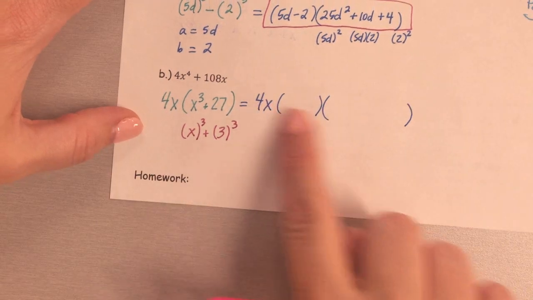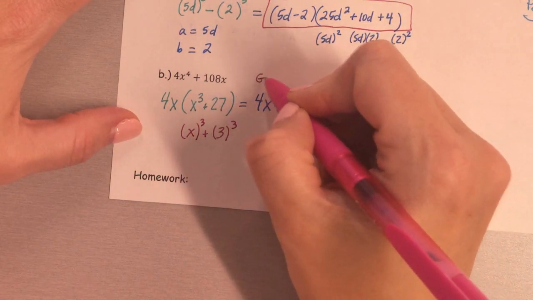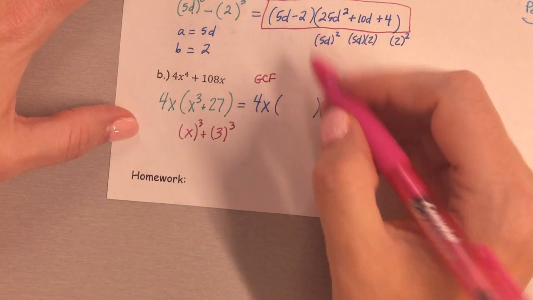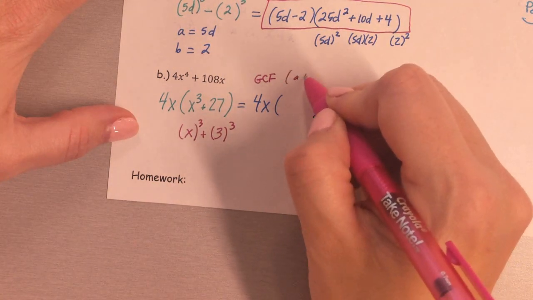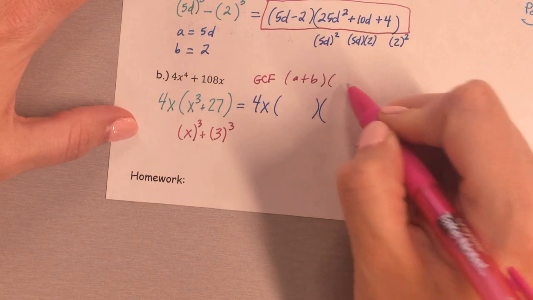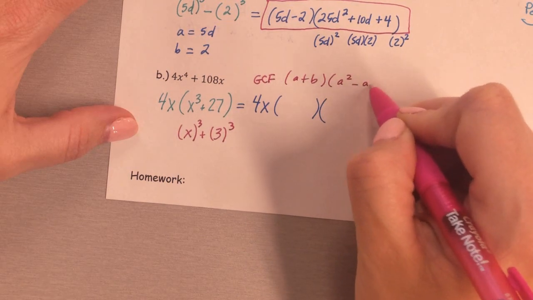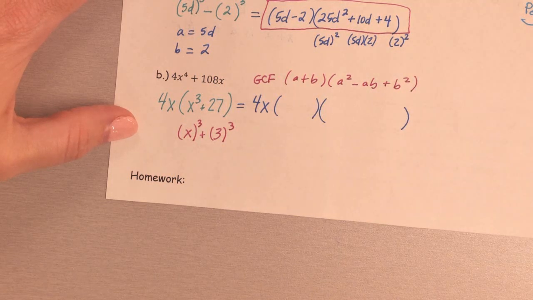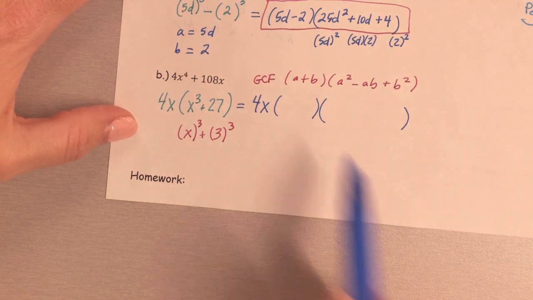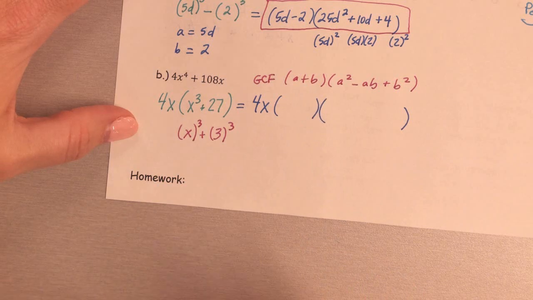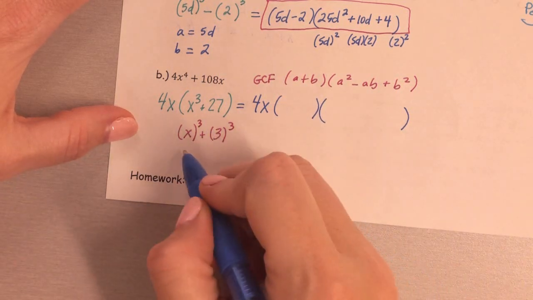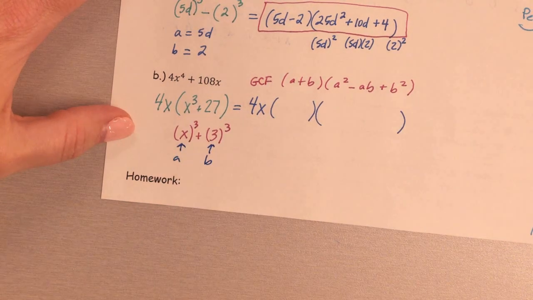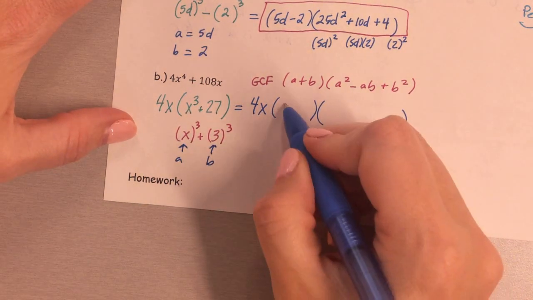Okay, so your setup for this, you took out your GCF, that goes first, and then because this is the sum, in the first parentheses, you're going to have a plus b, and then you're going to have a squared minus a times b plus b squared, okay? So now we're going to plug these in. So a plus b, what's my a value for this? X. What's my b value? 3. Okay, so then this is going to be x plus 3.